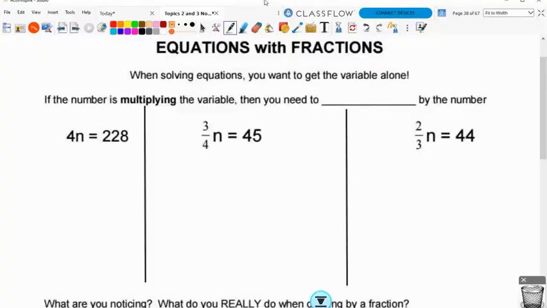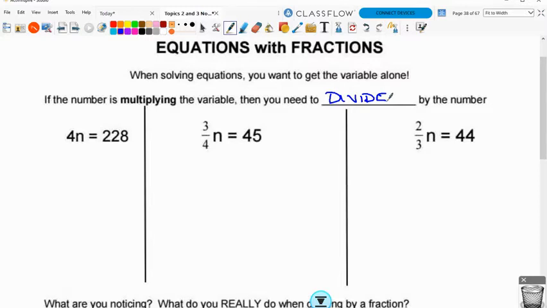In our lesson today, we're going to look at two-step equations again, this time equations that include fractions and decimals. It's important to remember that when you're solving equations, you want to get the variable alone. Our goal hasn't changed. We always want to isolate the variable. Remember that if a number is multiplying the variable, then you will need to divide by that number in order to isolate your variable. For example, in our first example, 4n equals 228.